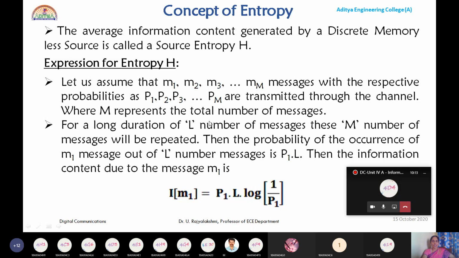Now we are defining a sequence of length capital L, and these capital M number of messages will be repeated within this L-length sequence. What will be the probability of message m1 out of L number of messages? We can't tell whether it occurs three times, four times or five times. We don't know, but we know only the probability of message m1 individually. So the probability of occurrence of message m1 out of L messages is its individual probability P1 multiplied by the total sequence length capital L.